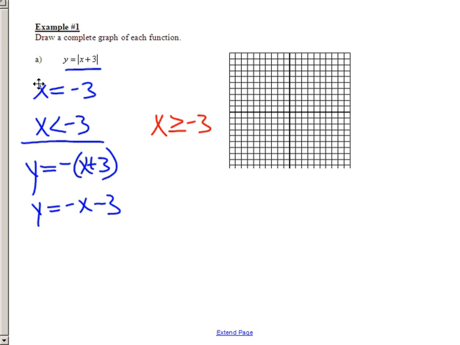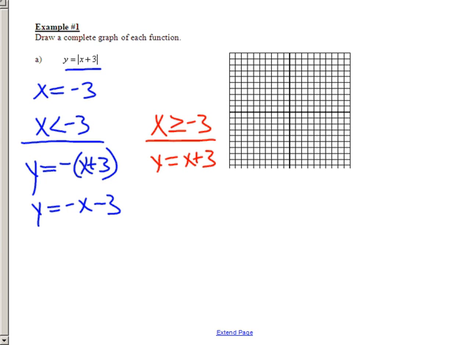Over here, when x is greater than or equal to -3, the absolute value bars are meaningless because the number is already positive or 0. So we can just eliminate the absolute value bars and write y equals x plus 3.